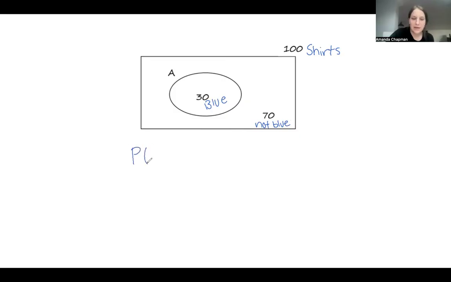So the probability that I, for some reason, blindly choose a shirt at random from my closet would be the probability of A is 30 over 100. Be careful not to write 70 because there's 100 total shirts. And I think with these Venn diagrams, it's so easy that kids make mistakes. So don't be that person.